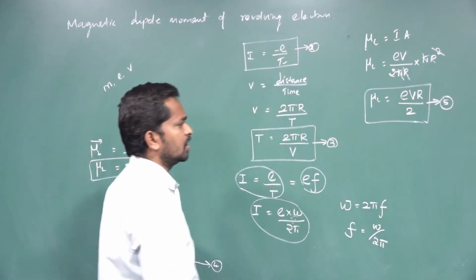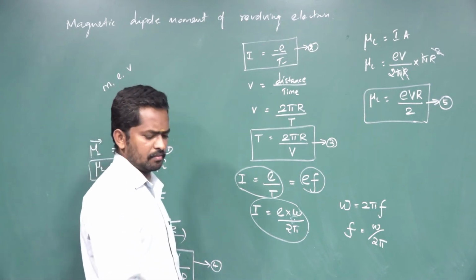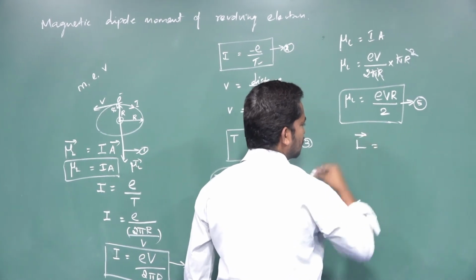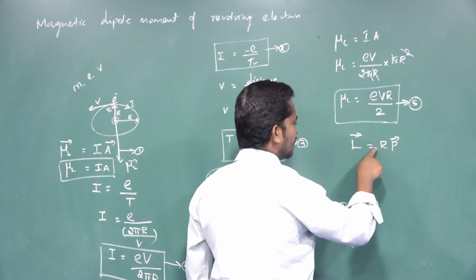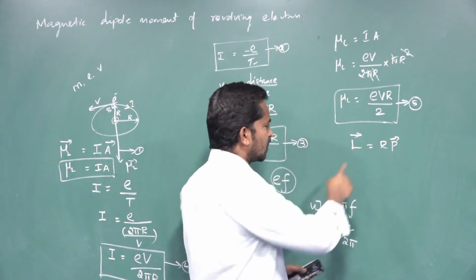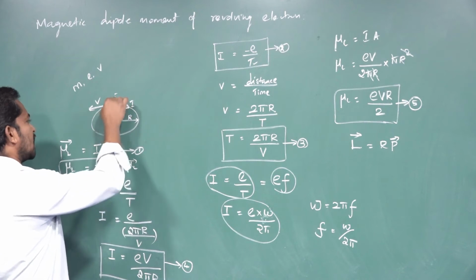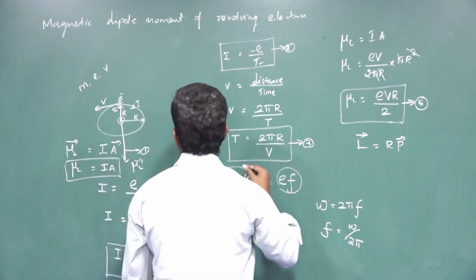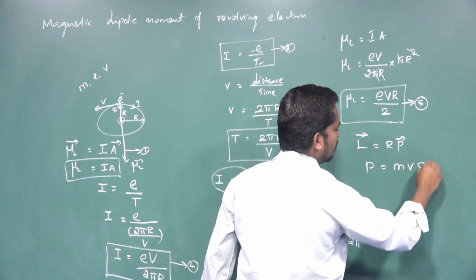Another one, I want to calculate the angular momentum. What is angular momentum? L vector is equal to R cross P vector, where P is the linear momentum and R is the radius. The relation between linear momentum and angular momentum: L vector is equal to R cross P vector. The angle between V and R is 90 degrees, so we take the V sin theta component. P is equal to mass into velocity.